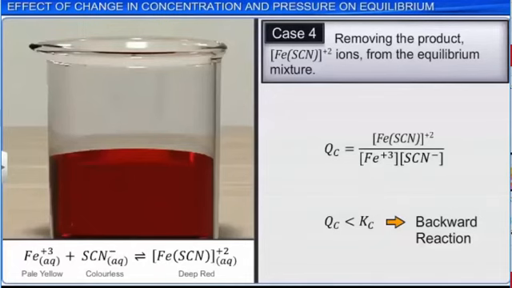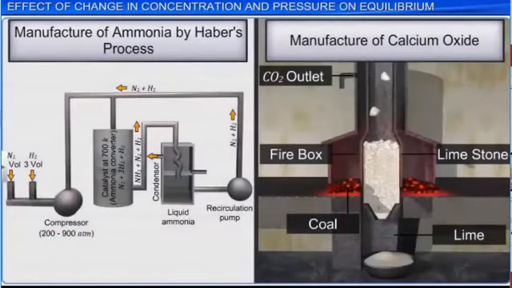From the experiment, we can summarize that the addition of reactants or the removal of products favors the forward reaction, while the removal of reactants or the addition of products favors the backward reaction. The ability to predict the effect of change in concentration has great commercial application in the cases of reactions where the product is a gas or a volatile substance. Here are two examples.